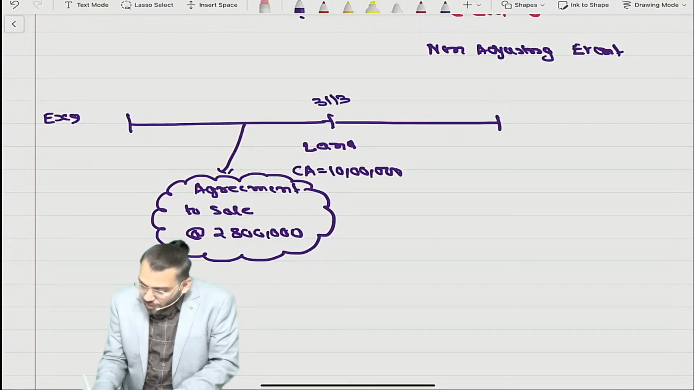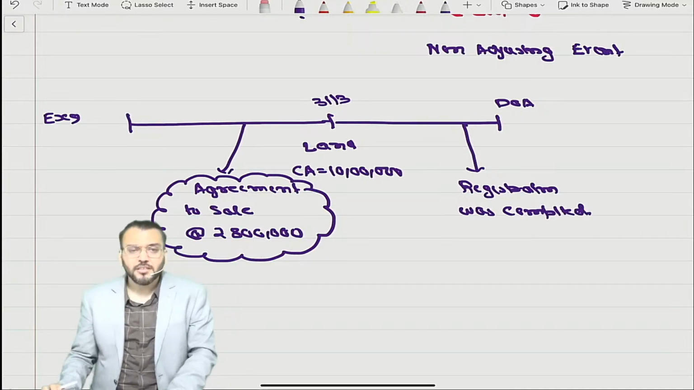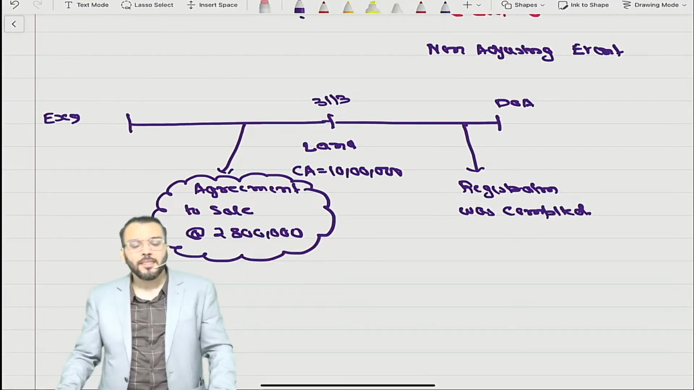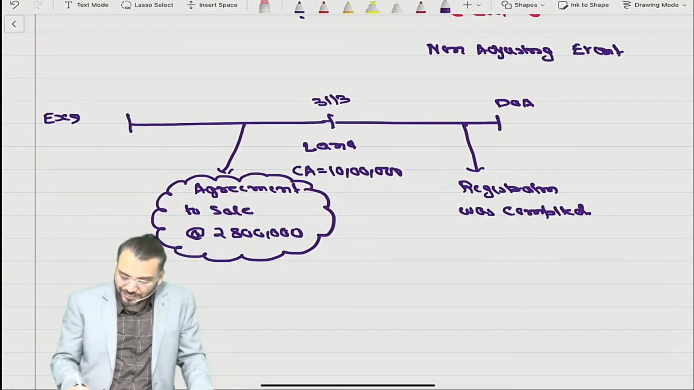And before approval of financial statement, the registration was completed. What do you mean by registration? Registration means legal formalities has been done. Now, whether it is an adjusting or non-adjusting based on CA Inter.